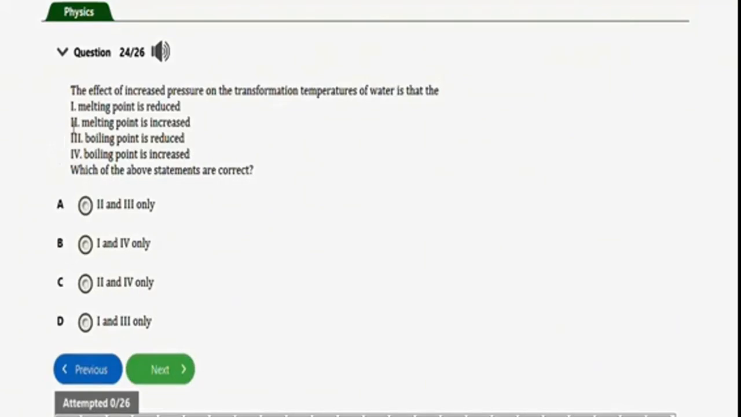Alright, next question is this one. It says, the effect of increased pressure on the transformation temperature of water is that, I think we have answered this question before. The correct option is option B, I and IV. Melting point is reduced and boiling point is increased.